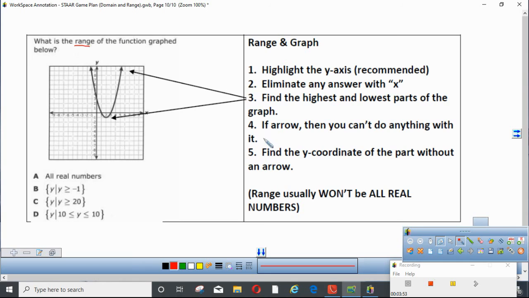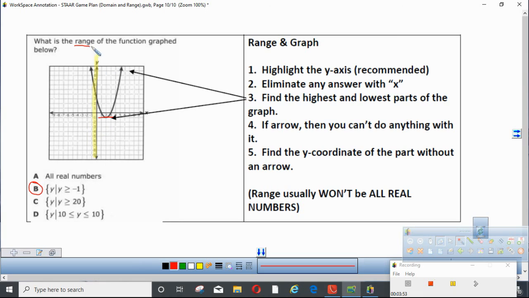But this time we're going with range. So remember, range is the y-axis, and it's the top and the bottom. And so, yes, I agree that there's arrows on the top, so we can't do anything on the top. But there are no arrows on the bottom. And so the bottom, we're going to draw a cropping line. We're going to crop this to the highlighted area, and we hit -1. And look at your answers. There's only one of them that has a -1, and so the answer's got to be B.